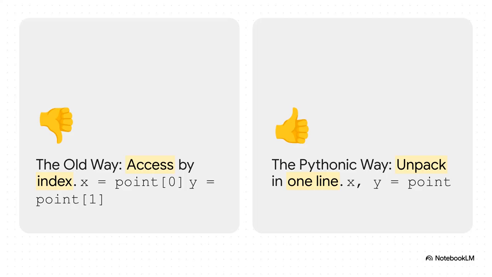And this comparison just says it all, doesn't it? On the left, we've got the old way. You have to access each item using its index, point[0], point[1]. I mean, it works, but it's kind of clunky. Now look at the right, the Pythonic way. x, y = point. Boom, one line. It's not just shorter, it's so much clearer. It says exactly what you're trying to do.